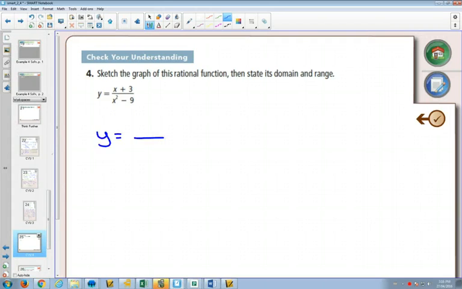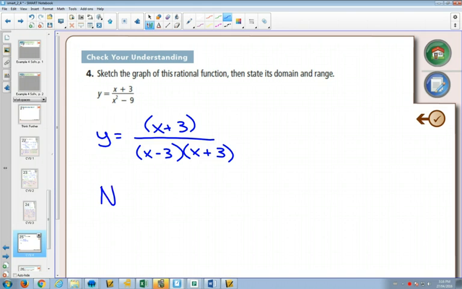So once again, we start by factoring things completely. Bottom is the difference of squares. So what are our non-permissible values? X can't equal 3. X can't equal -3.